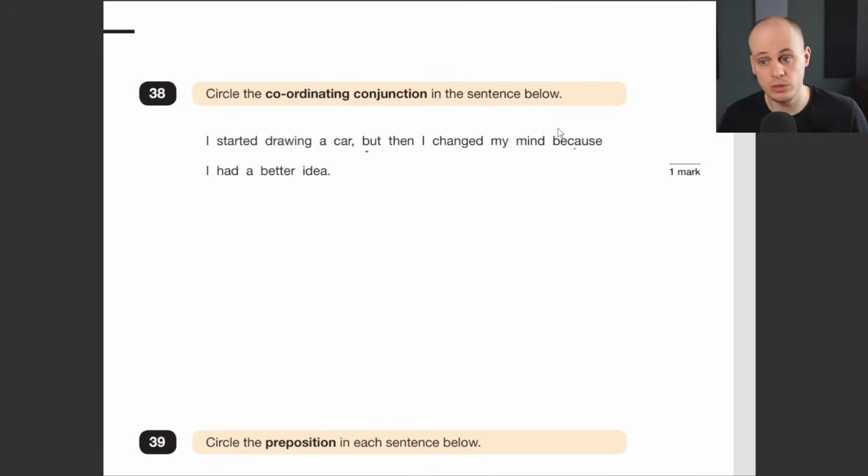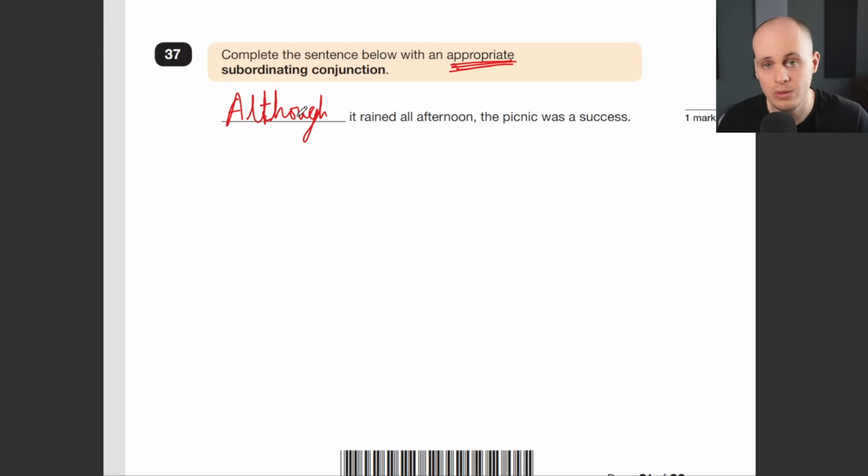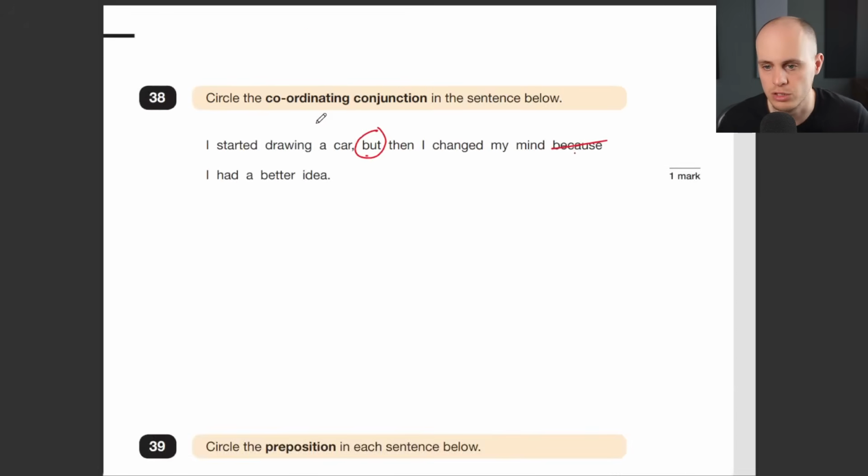Well, if you know what a subordinating conjunction is, and you know that because is a subordinating conjunction, then by definition, you know this one is coordinating. Just to make it clear, coordinating conjunctions can only be used between two clauses. They can't go at the start of sentences. They don't make sense. Whereas subordinating conjunctions can, just like we did in the last question. Although can start a sentence, it's a subordinating conjunction.